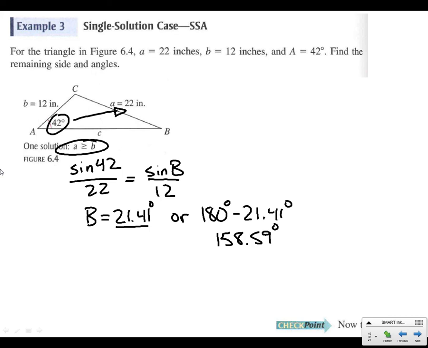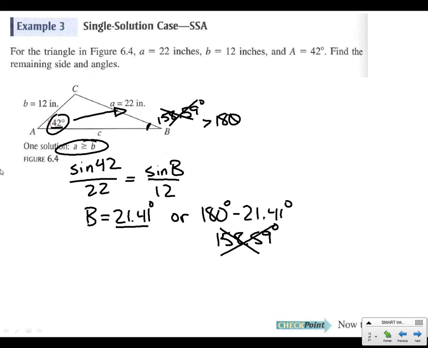158.59 degrees. All right, and then you have to ask yourselves, if this angle here is 158.59 degrees, this angle already is 42 degrees over here. If you put those together, that's bigger than 180 degrees. Can't have that in a triangle. So this one couldn't be a second angle. We know that B is 21.41 degrees.